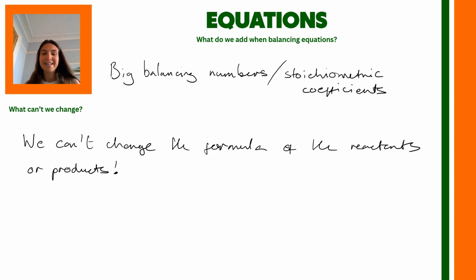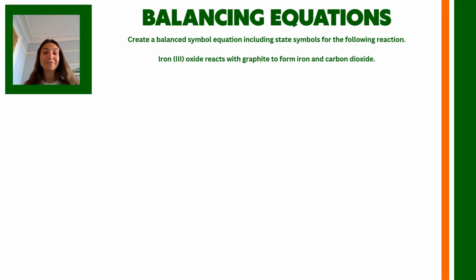We cannot change the formula itself of the reactants or of the products. So all we can do is put the big numbers in front of them to try and balance our left-hand side and our right-hand side of the equation. Okay, so let's give this a go then. We need to create a balanced symbol equation, including state symbols for the following reaction. And that reaction is iron 3 oxide reacts with graphite to form iron and carbon dioxide.